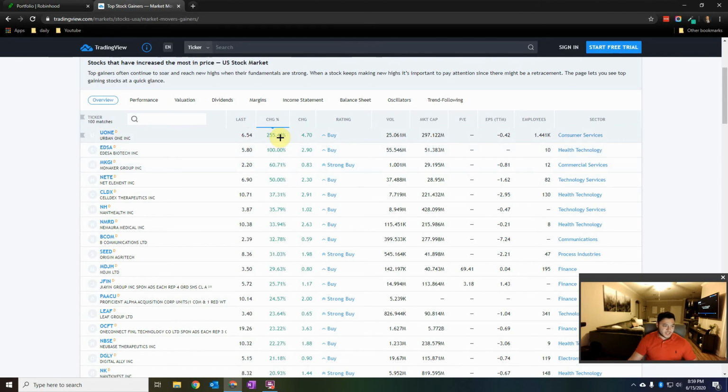This is the change percentage. This is how much, in dollar amounts, the stock price has changed. And then this is the recommendation by the rating by TradingView. And then you can see the volume of the amount of shares that are being purchased and sold. And then there's some other information, but we're not going to worry about that today.